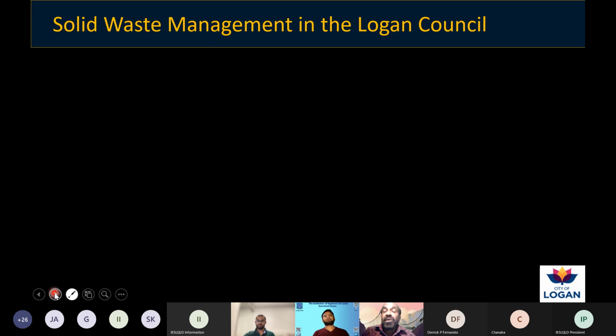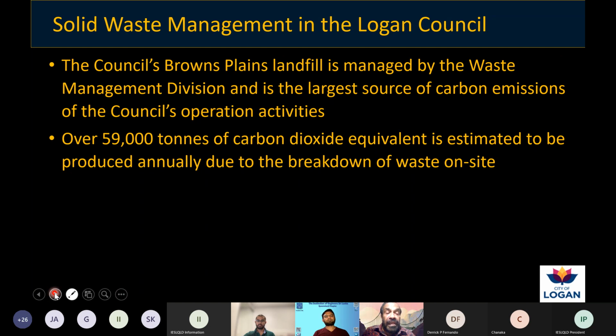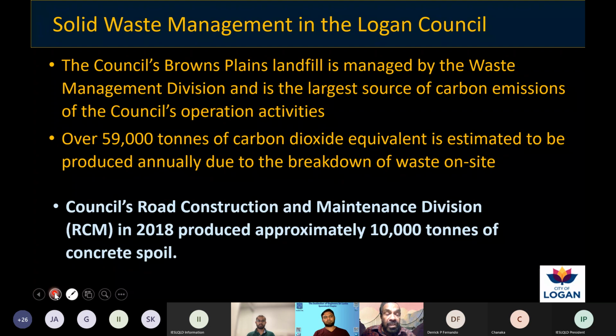Spoil waste management in Logan Council. We have something called Browns Plains Fill site. They emit 59 tons of carbon dioxide equivalent carbon footprint. This is a complex calculation, but this is the outcome. In our division where I am working, we discharge about 10,000 tons of concrete spoil. That is tons. The other one is 59,000 tons of carbon dioxide equivalent. They can calculate and convert that into the carbon dioxide equivalent.